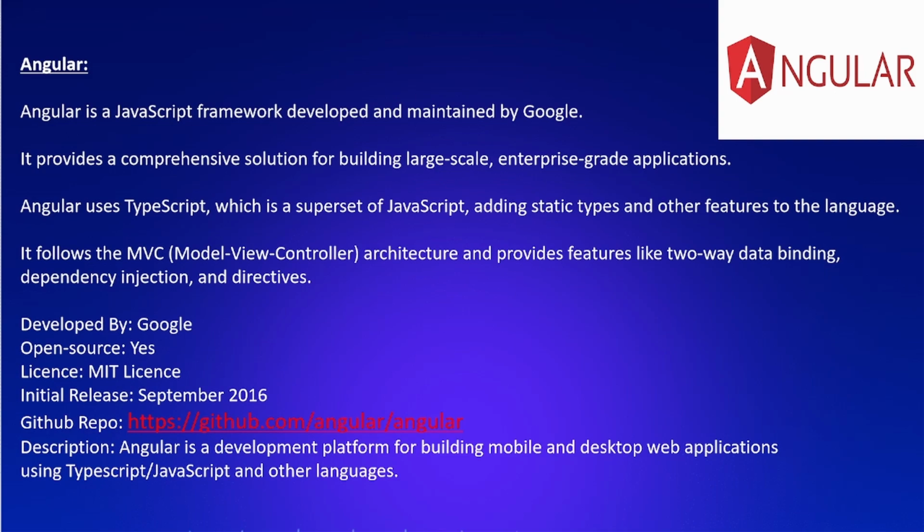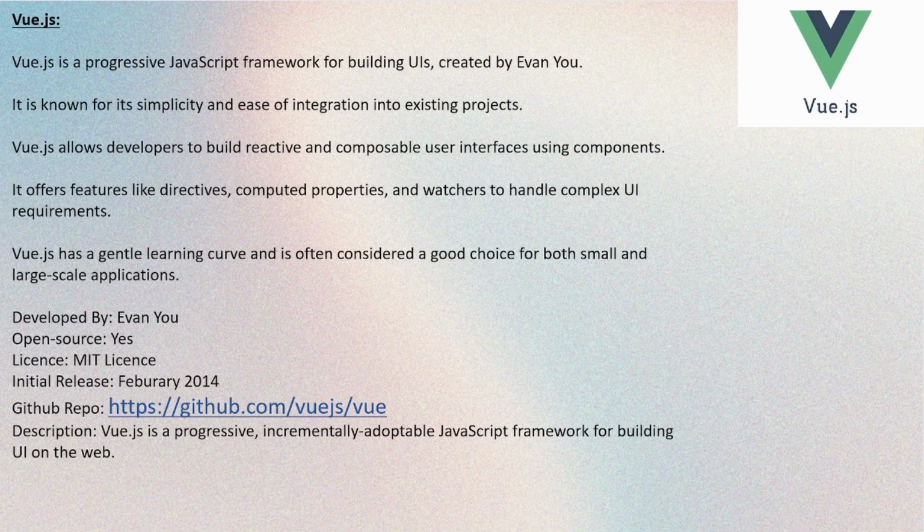Keep that in mind. Vue.js is a progressive, incrementally adoptable JavaScript framework for building UI on the web. It was developed by Evan You, is open source, and uses the MIT license. The initial release was in February 2014. Vue.js allows developers to build reactive and composable user interfaces using components. It offers features like directives, computed properties, and watchers to handle complex UI requirements. You can use it for small applications and large scale applications too.